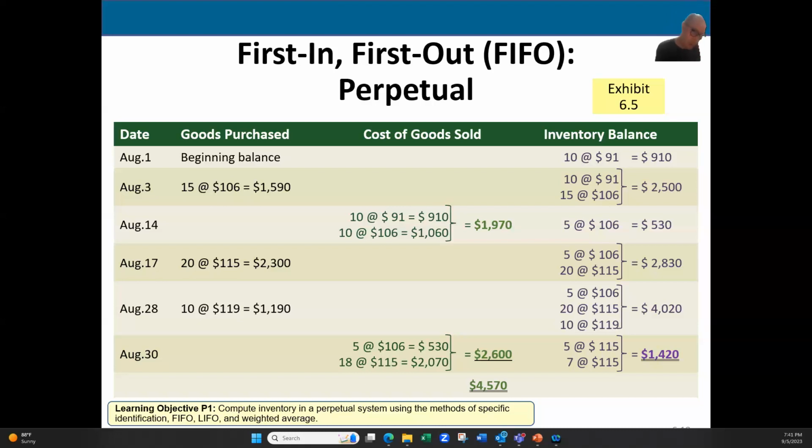Then August 17th, purchased another 20 bikes at 115. Add that to my inventory. Push me up to 2,830. August 28th, I purchased some more bicycles, 10 of them at 119. Add that to my inventory. Push me up to 4,020.